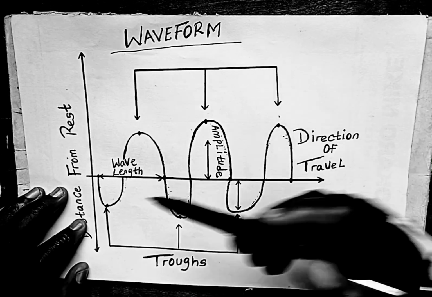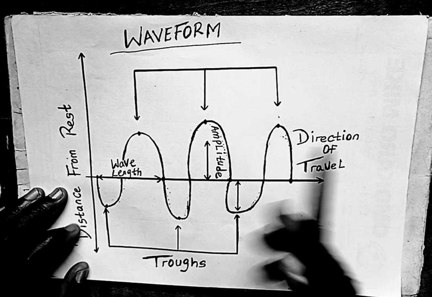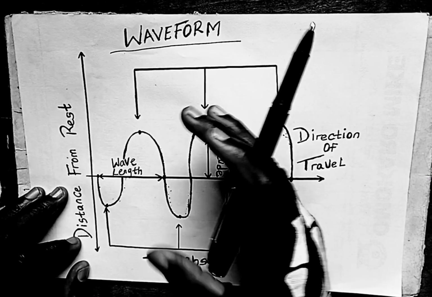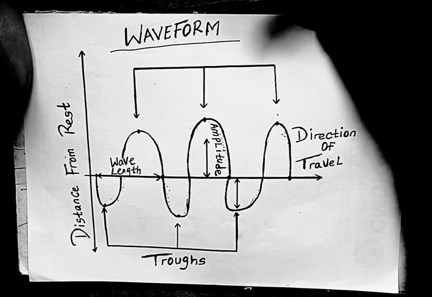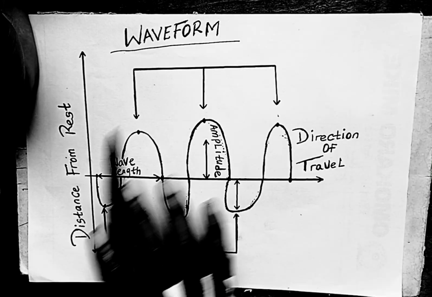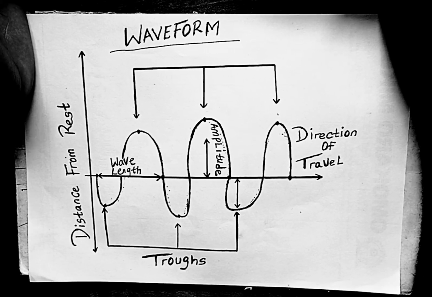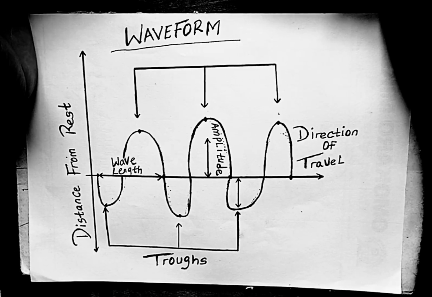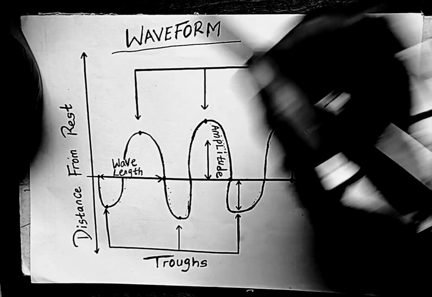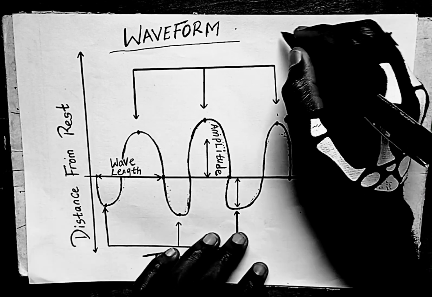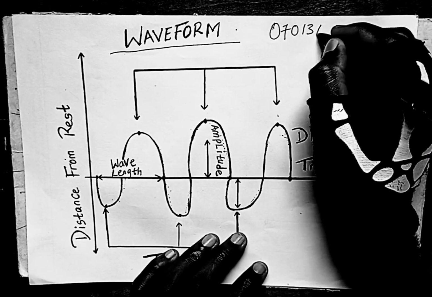How to interpret waveform. We have to know all the parts of the waveform. The waveform diagram is the appearance of a wave. Waveform, wave form, how waves move. What are the components of a wave? That's what waveform is.